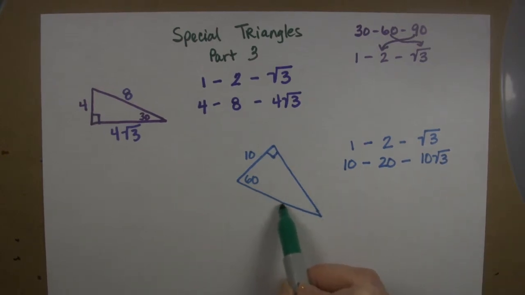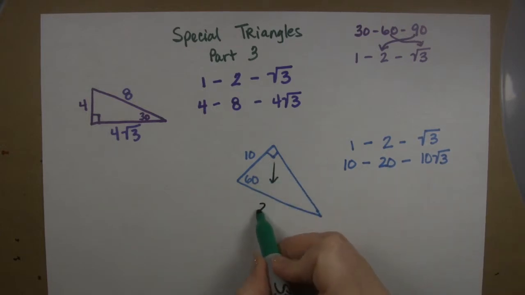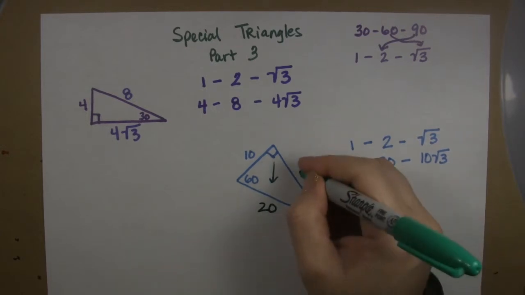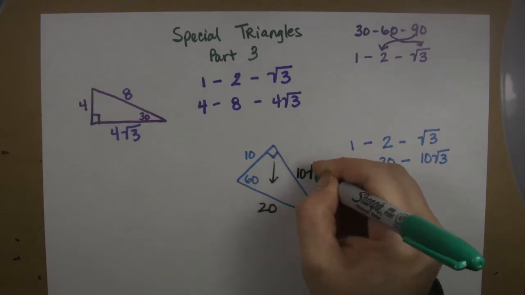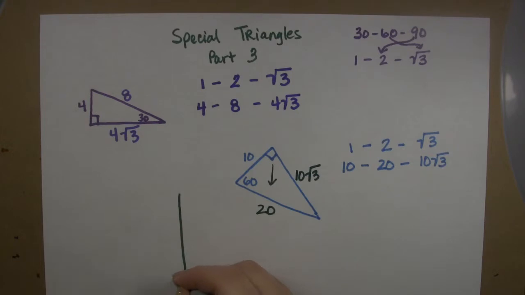So now all I have to do is fill in my numbers. This side, this is the hypotenuse. That's my 2 side. So that gets to be 20. And this gets to be 10 root 3. All right, let's do one more before we move on.